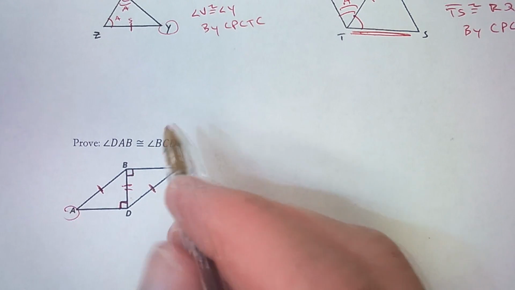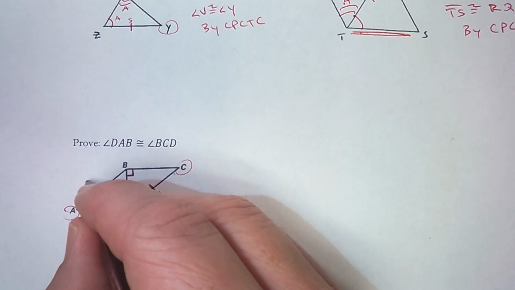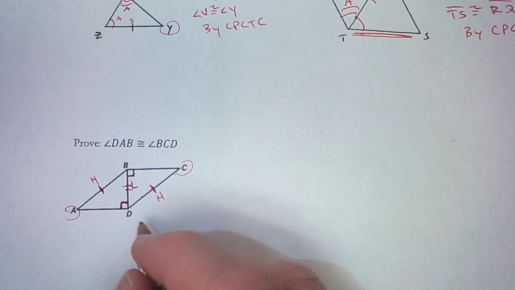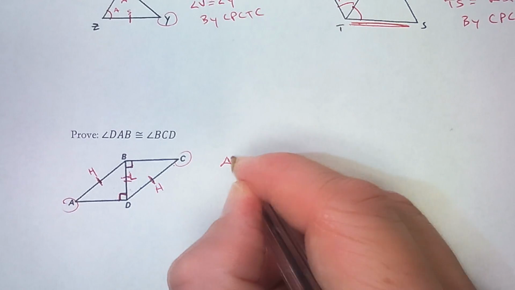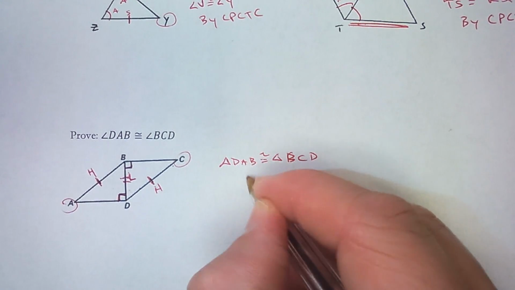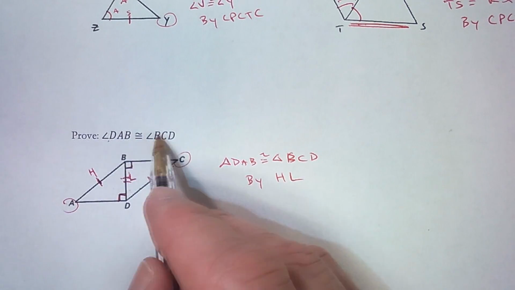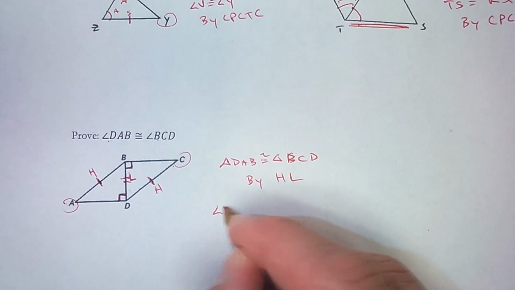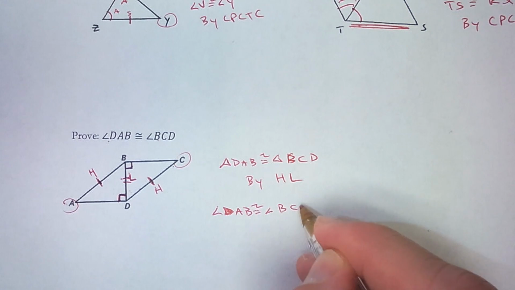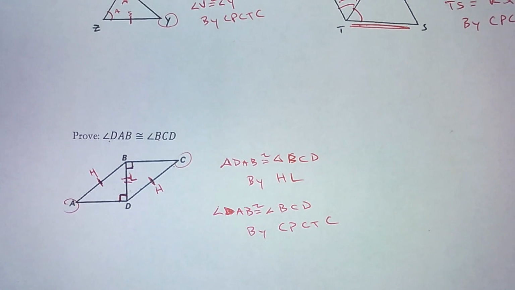Okay, but what I can do is hypotenuse, leg. I've got a pair of right triangles in which hypotenuse is congruent, and they share a leg, so leg is congruent. So triangle DAB is congruent to triangle BCD by hypotenuse, leg. Now I can say that these corresponding angles are congruent, so angle DAB is congruent to angle BCD because corresponding parts of congruent triangles are congruent.